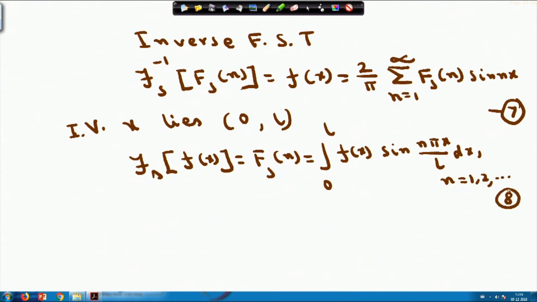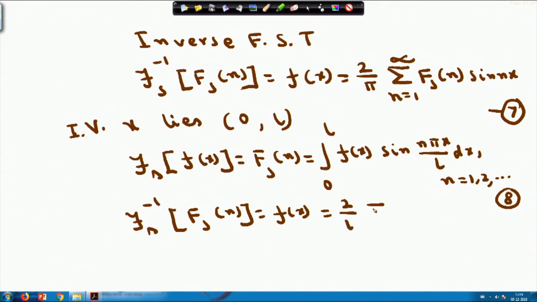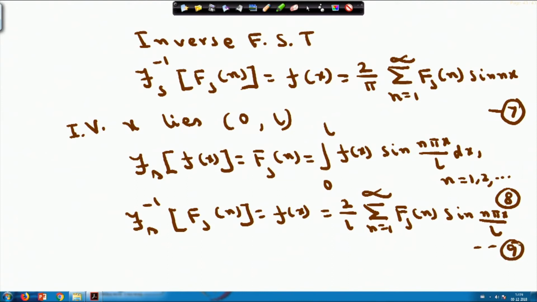n equals 1, 2 like this. And your inverse Fourier sine transform, that is the Fourier inverse of f s n, which is nothing but f x, equals 2 by L summation n equals 1 to infinity f s n into sin n pi x by L, and n varies, as we have told, n equals 1 to infinity.